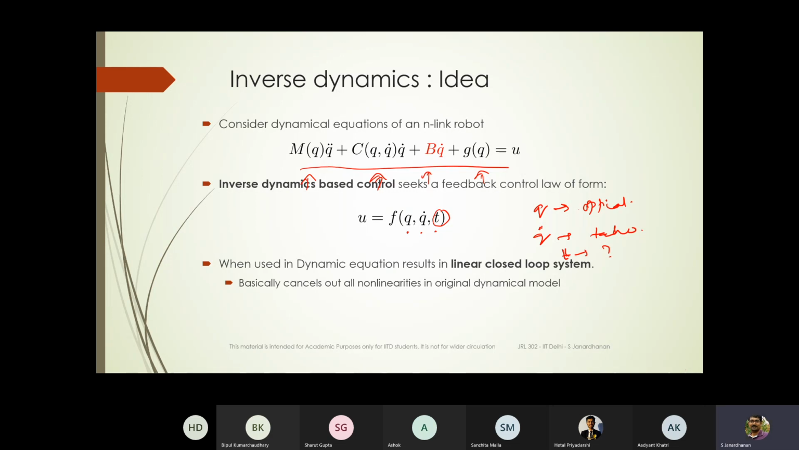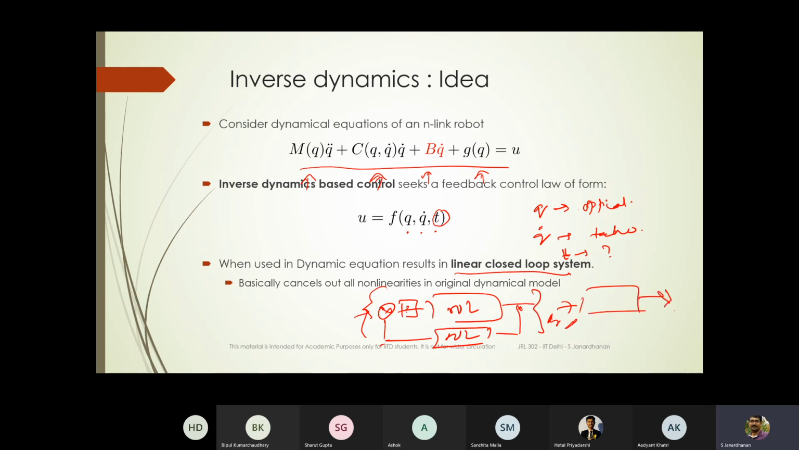Let us see if we need to measure time explicitly. And the aim is that when everything is solved together, you should end up with a linear closed loop system. The actual system is nonlinear, and in the feedback also you put a nonlinear control. But effectively, when you solve all of them together, the error dynamics, that is Qd minus Q, should become linear. So that is the basic aim. Basically you want to cancel out all the nonlinearities in the system. But there is one thing that we need to look into.